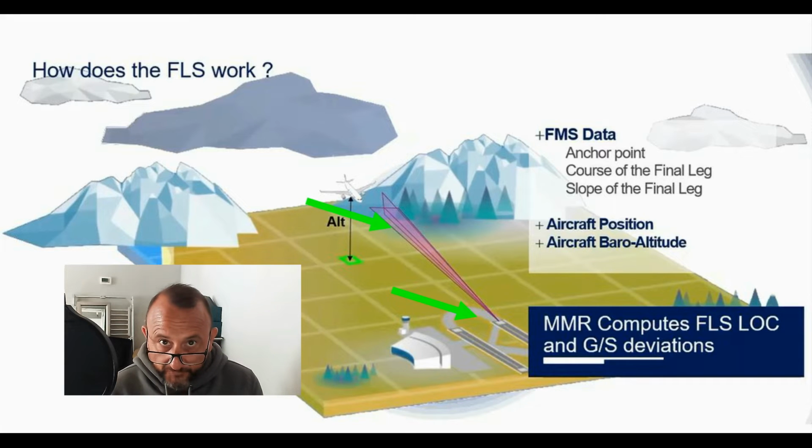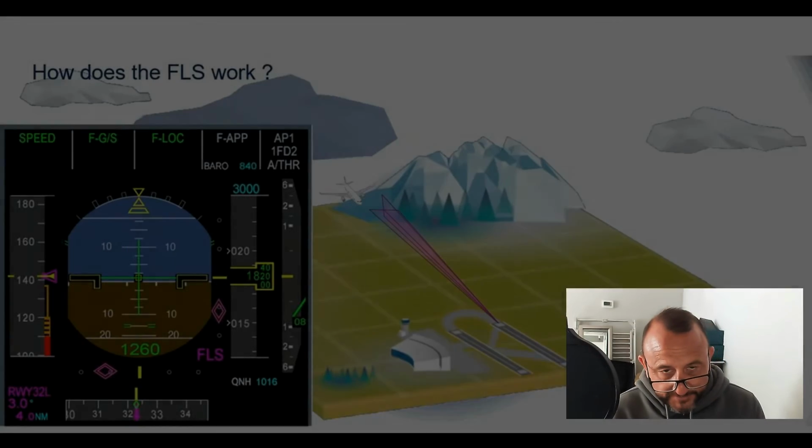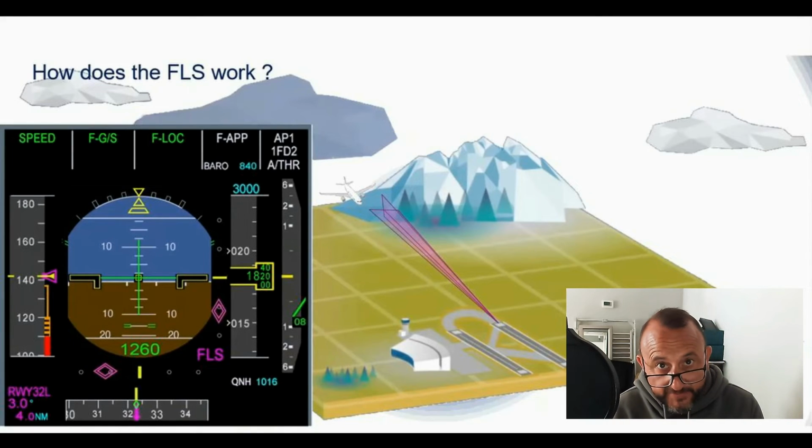Course and slope on the inbound leg. That's a QDM and a slope path, 3 degrees generally. Could be more. And what happens then is the multi-mode receiver, the MMR, computes a localizer and glide slope, and will then on the PFD show you deviation depending on where the aircraft is in relation to that localizer or pseudo localizer and pseudo glide path beam. Essentially, much like you'll see as an ILS.